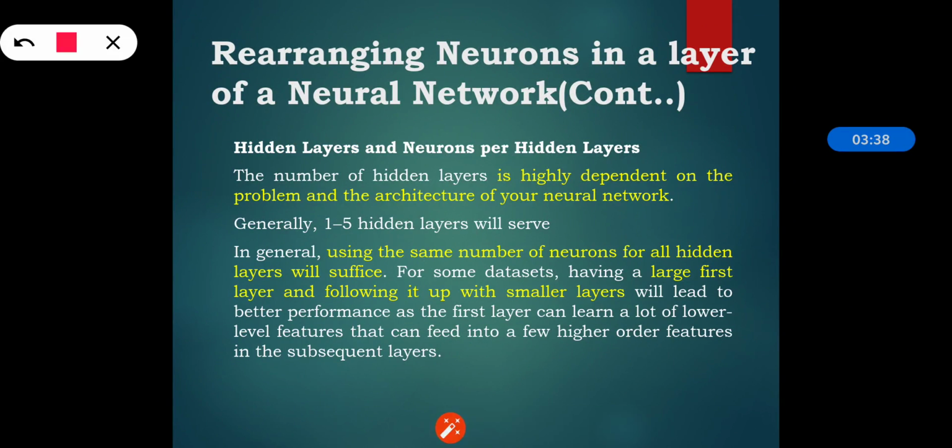Then come the hidden layers and their neurons when we are talking about the rearrangement. The number of hidden layers is highly dependent on the problem and the architecture of your neural network. Yes, we have seen in the last section that the total number of hidden layers depends on the complexity of our neural network. Generally 1 to 5 hidden layers can serve our problem.